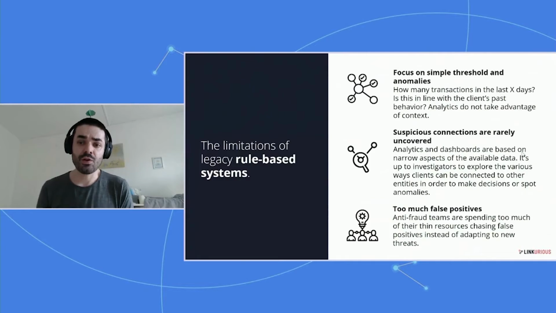Another issue is that suspicious connections are actually very rarely uncovered. The data is scattered across different tools, different databases, different types. And oftentimes it comes down to the investigator having to piece it all together, maybe by running a phone number in different systems to see if there are matches and connections that you would otherwise miss. And finally, these systems tend to generate a lot of false positives. So you have anti-fraud teams chasing their tails instead of working on smart criminals.